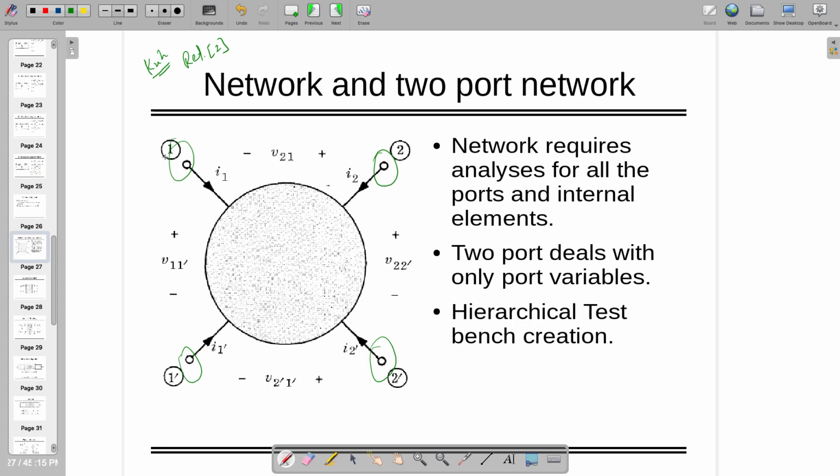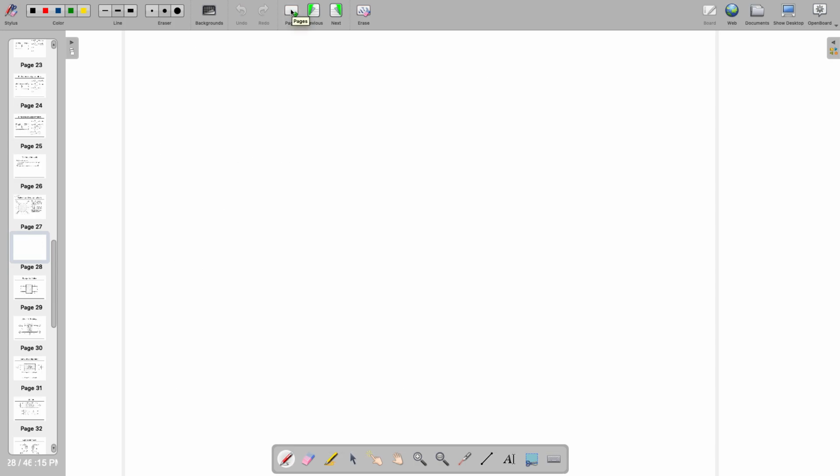And there is something called test bench creation. Do you know what is test bench creation in a hierarchical way? Yes or no? Okay. If no, then what exactly are we doing? Generally when you are doing any simulation, we are talking in terms of it's a simulation. And I'm making one circuit which is a filter, a low pass filter.